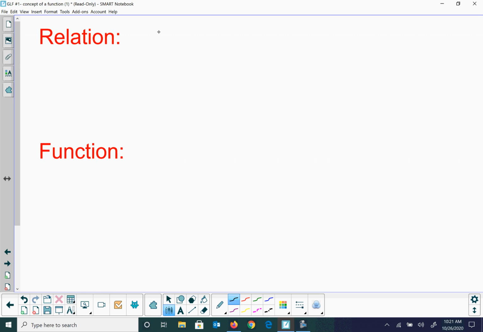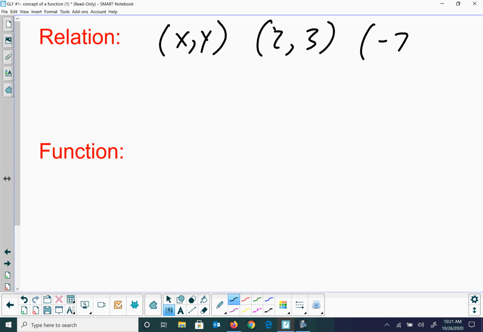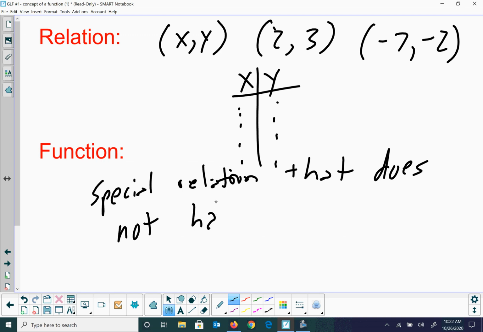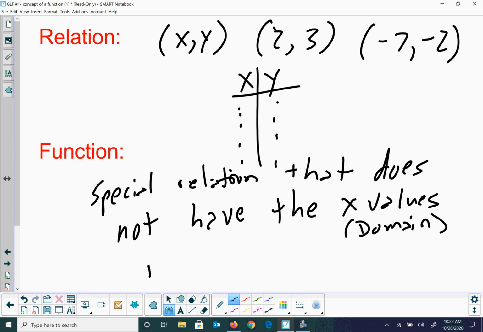So a relation is like ordered pairs, x comma y, or 2 comma 3, or -7 comma 2, or it could have been on a t-table where you had values here and values here. A function is a special relation that does not have the x values, and we call the x values in math the domain, repeating.